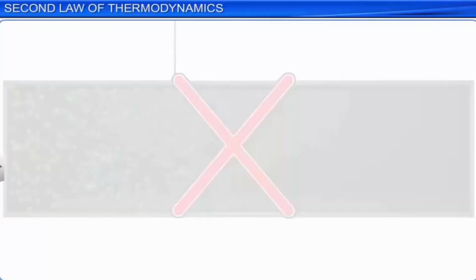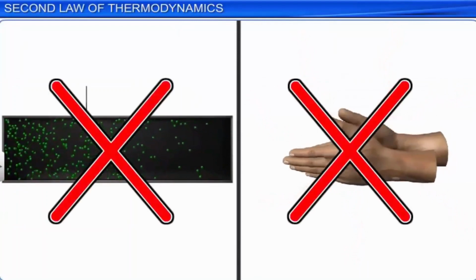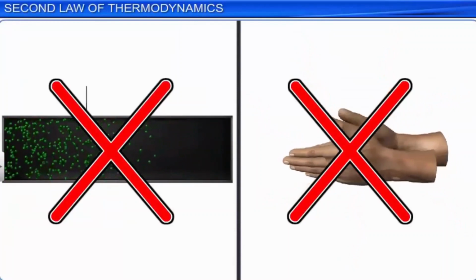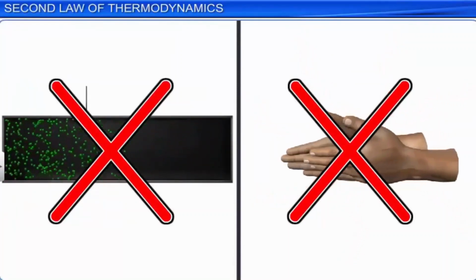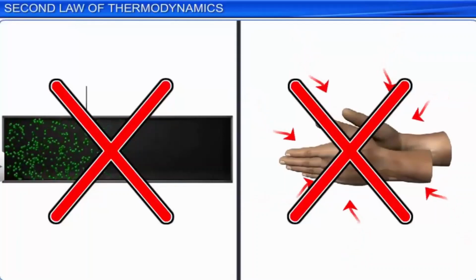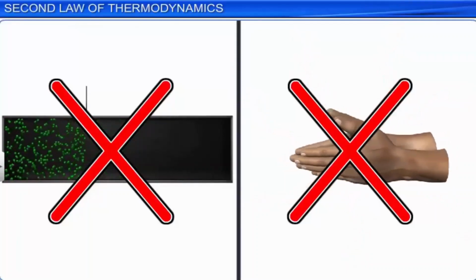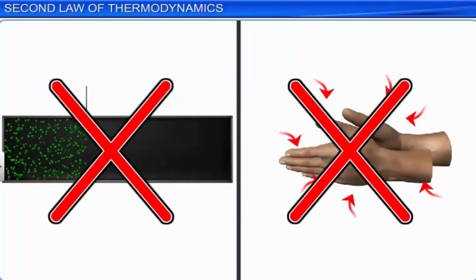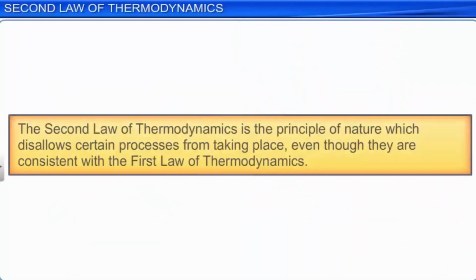Some of these processes do not take place because nature does not permit them to. Hence, there must be a law of nature that decides whether a given process, allowed by the first law of thermodynamics, actually takes place or not. The second law of thermodynamics is the principle of nature, which disallows certain processes from taking place even though they are consistent with the first law of thermodynamics.